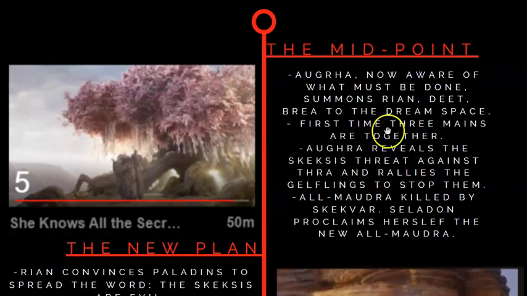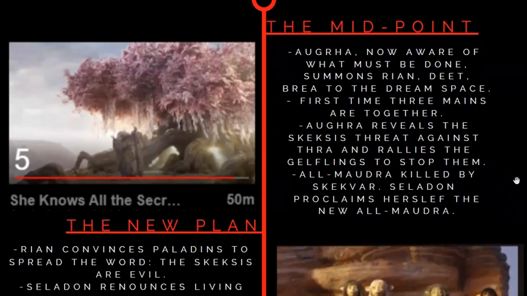But here they are in the dream space, and this is the first time all three mains are together: Rian, Deet, and Bria, even though Rian and Deet met once earlier. Aughra reveals to them the Skeksis threat against Thra and rallies the Gelfling to stop them, because this is the midpoint of the entire season. All three Gelfling meet and realize they have the same goal, and they're all going to set out to achieve it in their own ways.